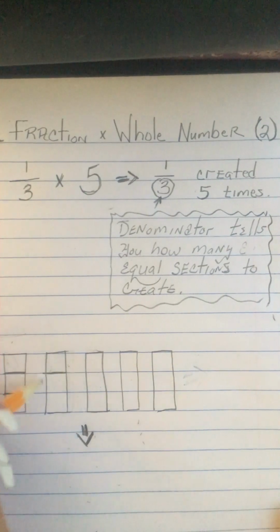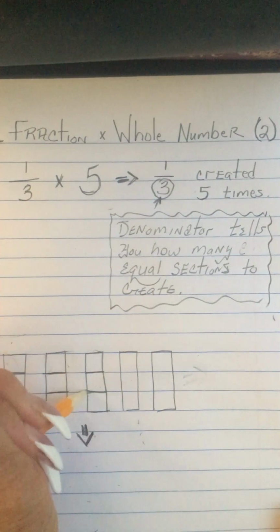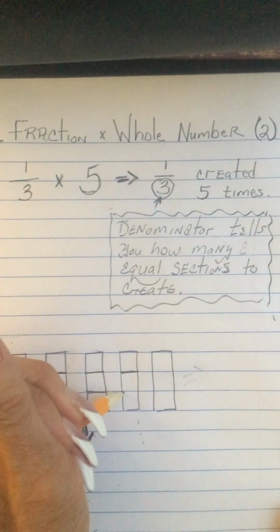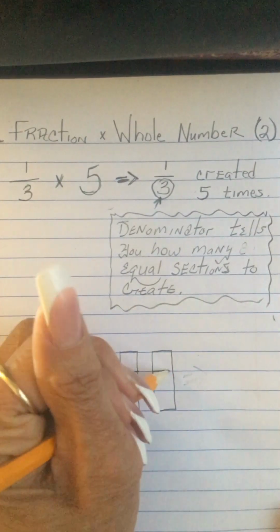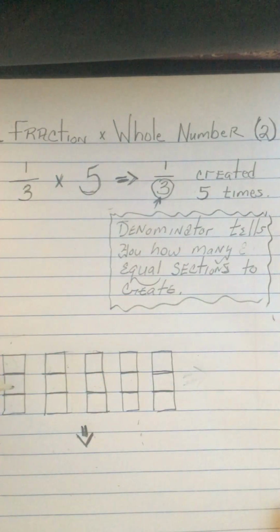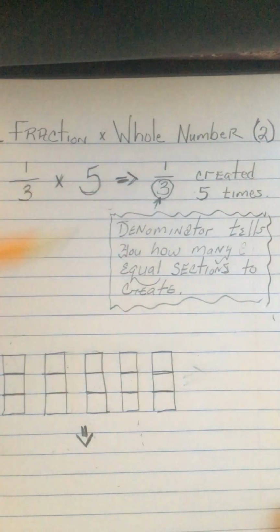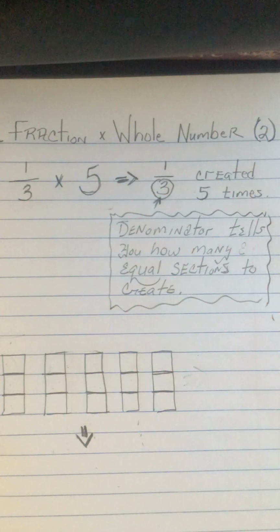So I'm going to create 5 whole items and create 3 equal sections in each one. Now to create 1/3, my whole number of sections are 3, and I want to shade in 1 out of the 3 sections. So that's what I'm going to do.